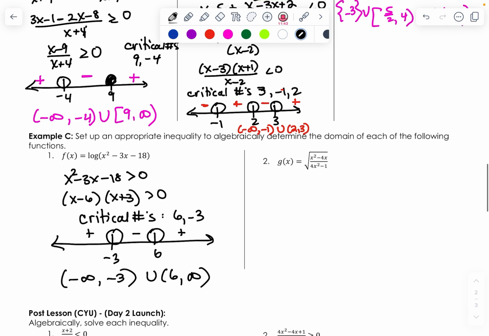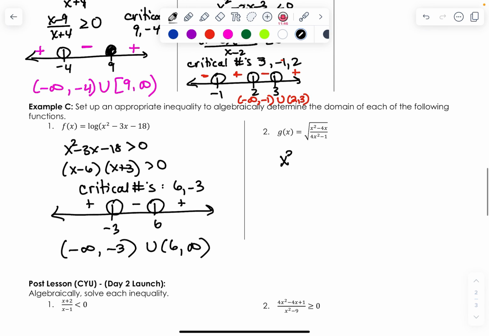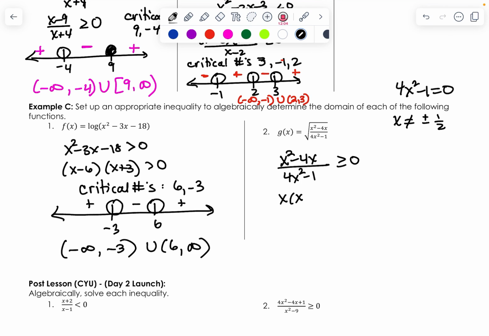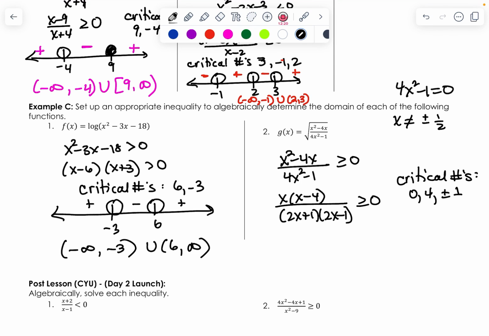All right, in a square root, you cannot have a negative under a square root. So I set this greater than or equal to 0. However, x cannot be plus or minus 1/2. You have to set 4x squared minus 1 equal to 0, okay? So if I factor my numerator and I factor my denominator, I have critical numbers of 0, 4, plus or minus 1/2.